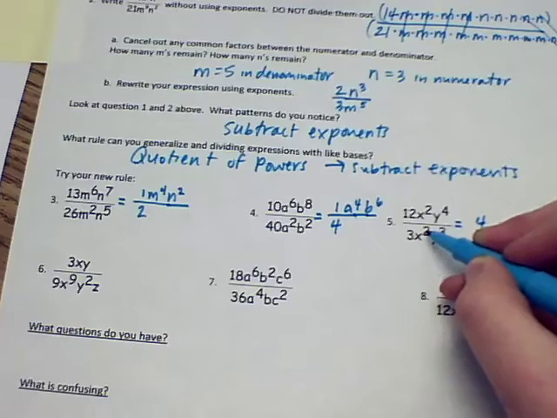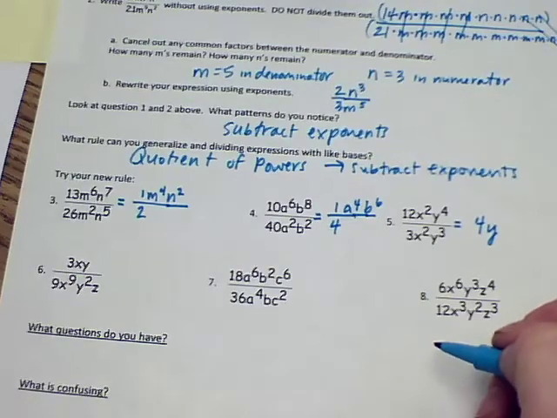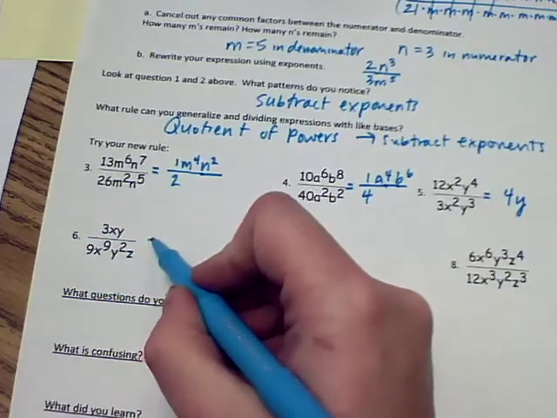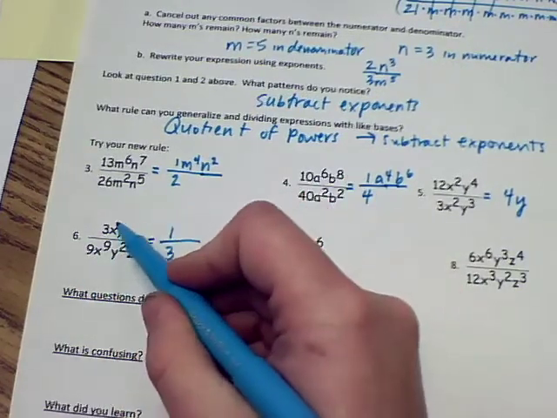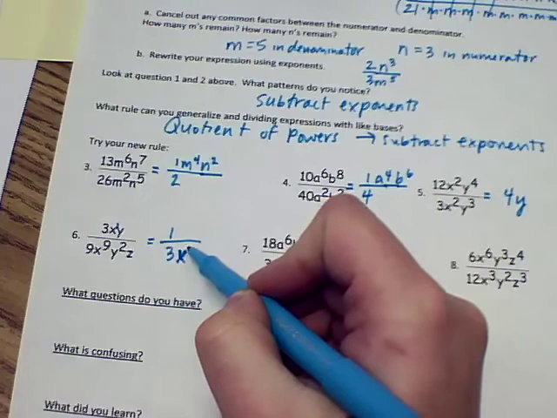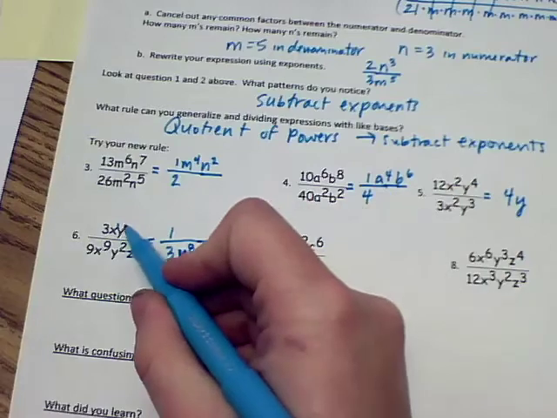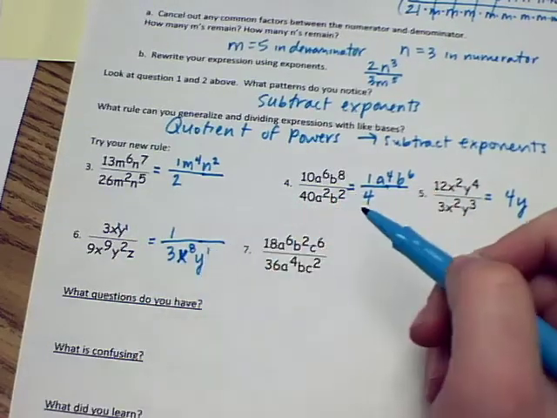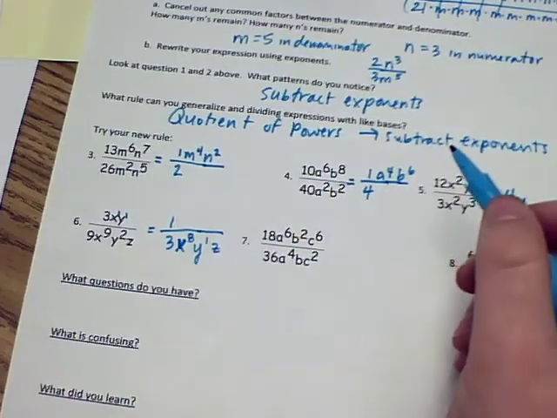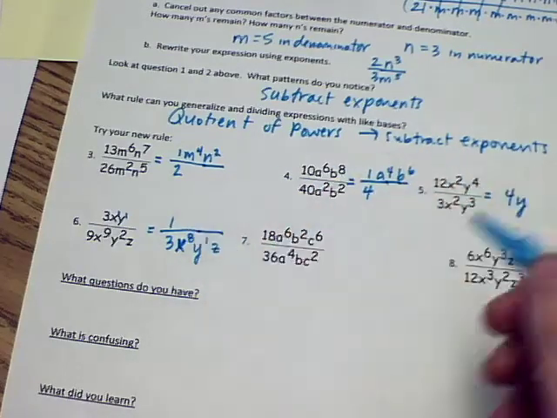So on number 5, 12 divided by 3 is 4. 2 minus 2 is 0, so I don't have any x's anymore. And then 4 minus 3 is 1. So I'm just left with 4y. Okay, on number 6, 3 over 9 reduces to 1/3. There's 1 x on top and 9 on the bottom. So that means I would end up with 8 x's left on the denominator. Alright, and then 1 y on top, 2 on bottom, so that means I'm left with 1 y in the denominator, and there was only a z in the denominator, so that stays there. So everything in that case ends up being the denominator, except there is a 1 in the numerator.